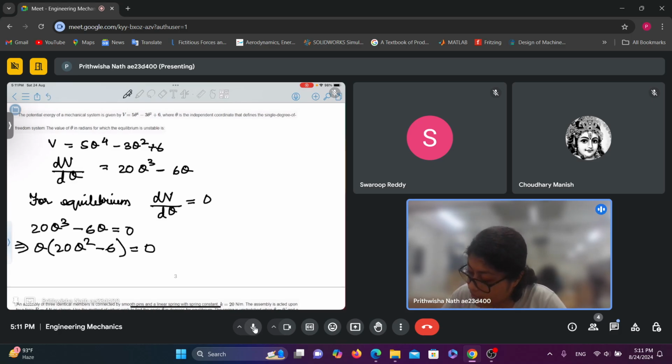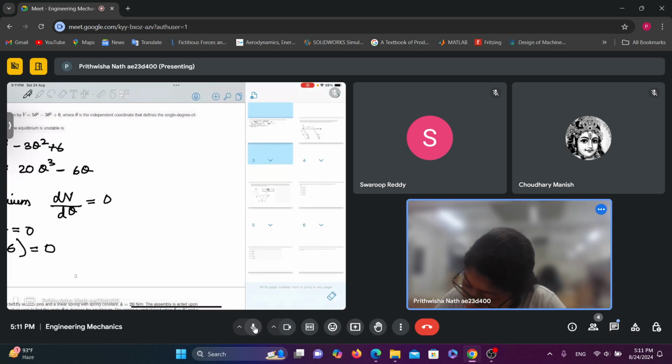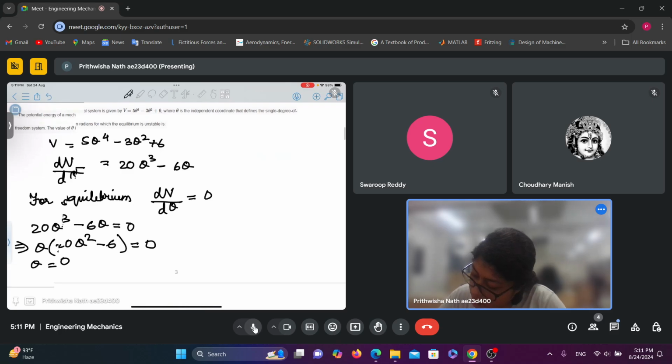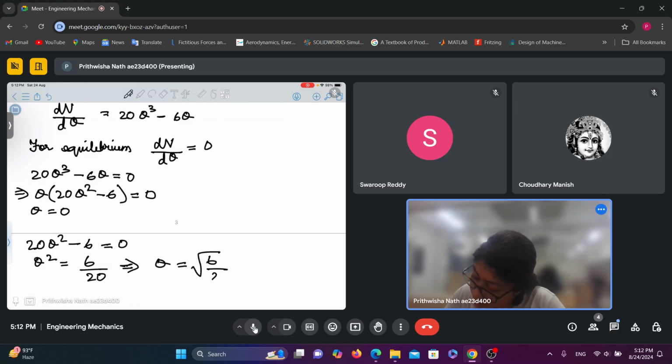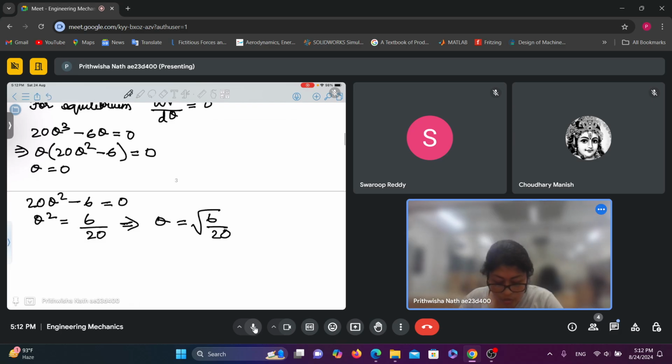So here theta can be equal to 0, or another possible solution is 20 theta square minus 6 equals 0. So theta square equals 6 by 20, right? Now we have to find theta such that the equilibrium is unstable.